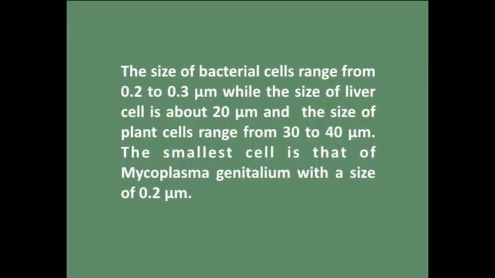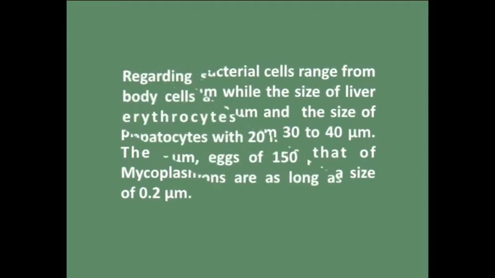For example, the size of bacterial cells ranges from 0.2 to 0.3 micrometer, while the size of liver cells is about 20 micrometer, and the size of plant cells ranges from 30 to 40 micrometer. The smallest cell is that of Mycoplasma genitalium with a size of 0.2 micrometer.